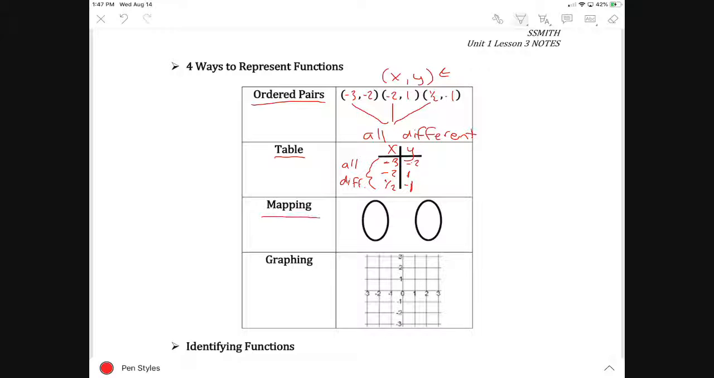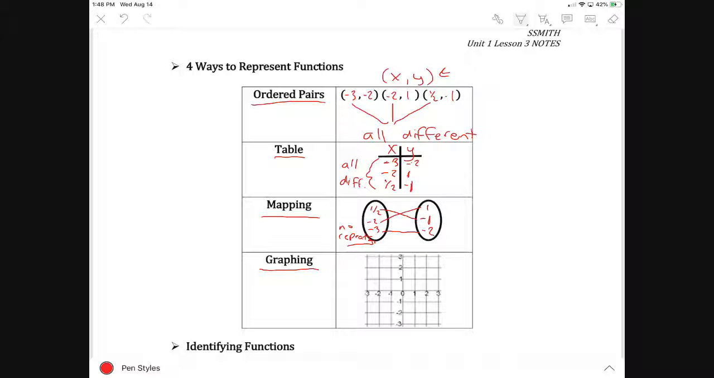The next one we're going to go through is mapping. So we're going to put all of our x's on one side. We've got our half, our -2, and our -3. And then we have our y's, 1, -1, and -2. With the mapping, you actually draw a line to pair them. So our -3 goes with our -2. Our -2 goes with 1, and our half goes with our -1. Again, there's no repetition within the x's. They are all different, once again.